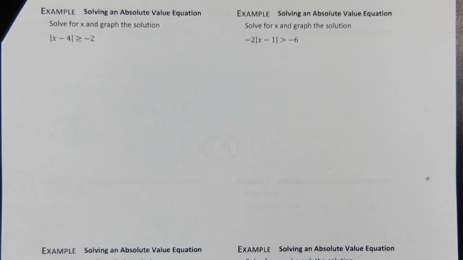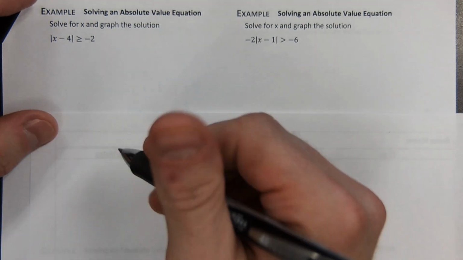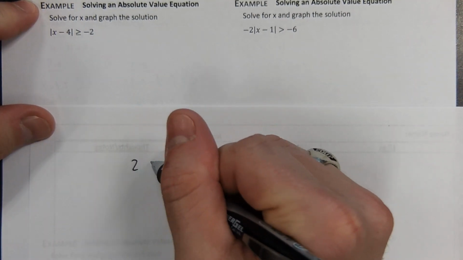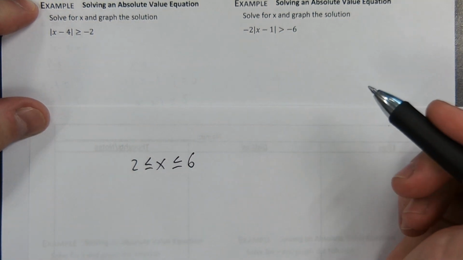Who's brave enough to work ahead of me? Has anybody worked ahead of me? You did? What'd you get? I got 2 is less than or equal to x. Yeah. X is less than or equal to 6. So, say it again. 2 is less than or equal to x, and x is less than or equal to 6. Like this? Yes. Okay. So the answers would be between 2 and 6. Anybody else work ahead? Jake, you did? What'd you get? 2, 6. Same.